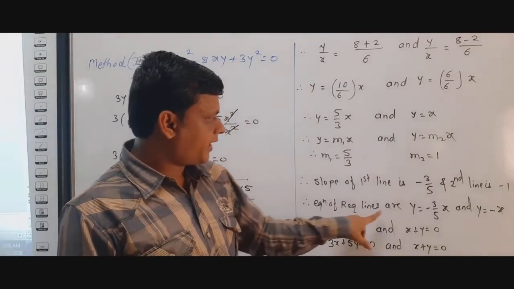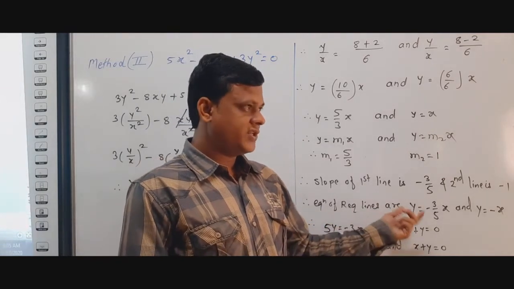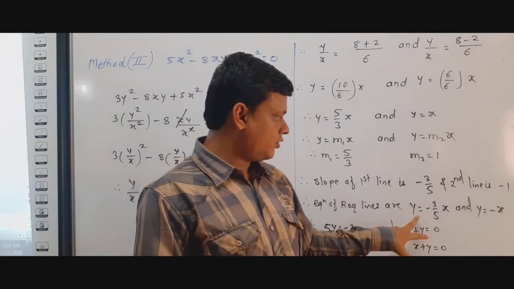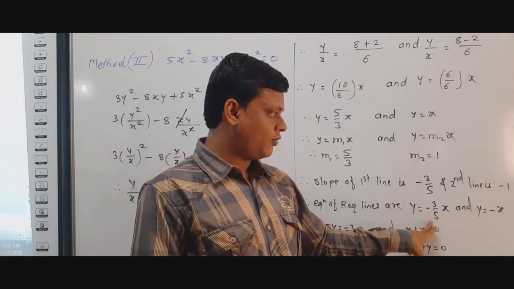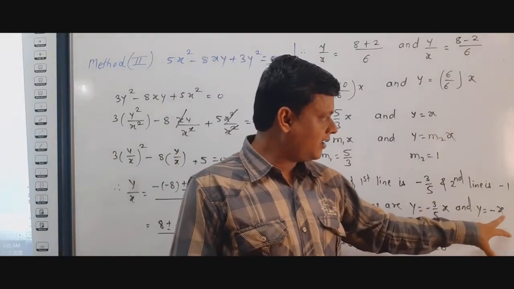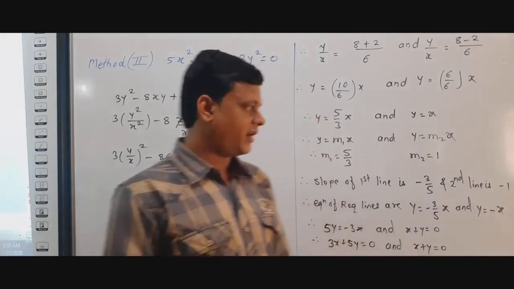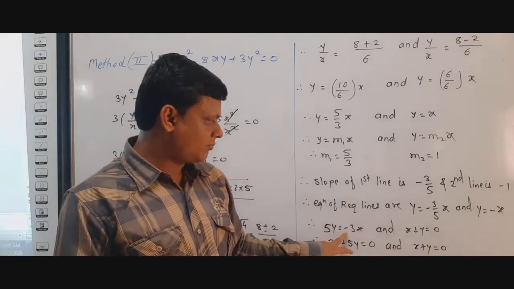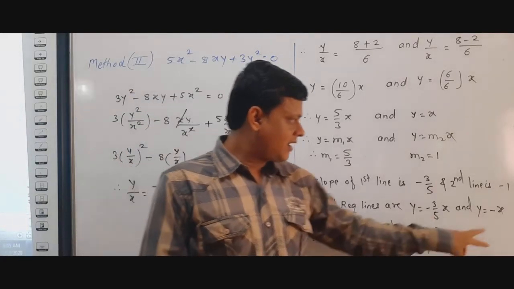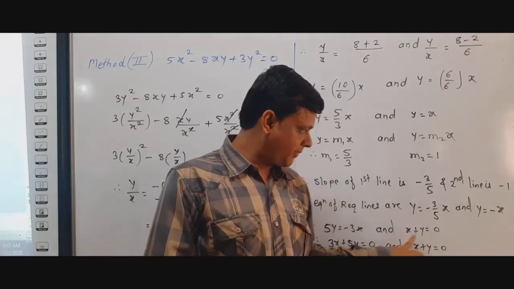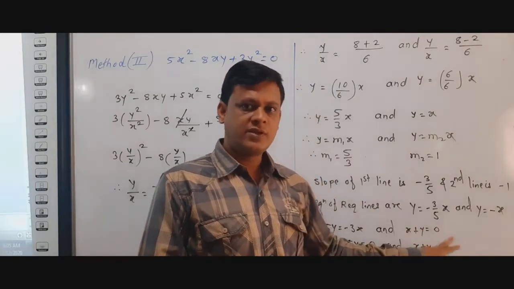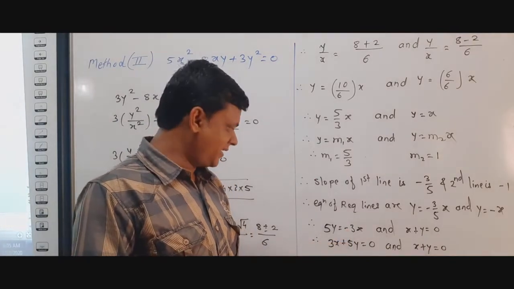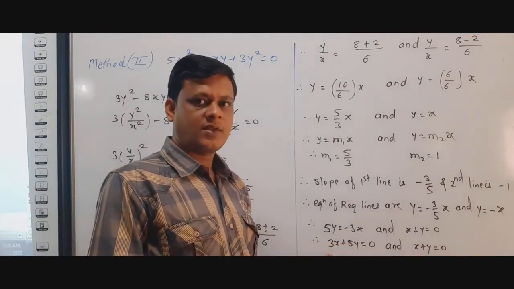Therefore the equations of the required lines are, since the lines pass through the origin, we use the form y equals mx. So substitute m as minus 3 by 5 for the first line and m as minus 1 for the second line. So after multiplying by 5, we get 5y equals minus 3x, and after transferring this minus x to the left hand side, we get x plus y equals 0. Then again shift this minus 3x to the left hand side. These are the two lines passing through the origin.